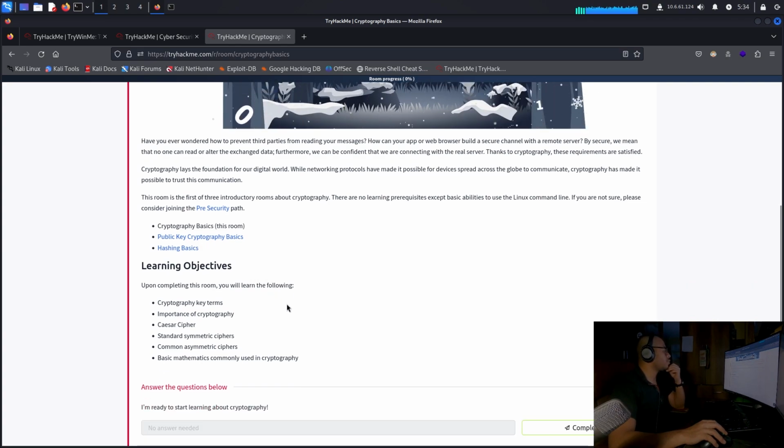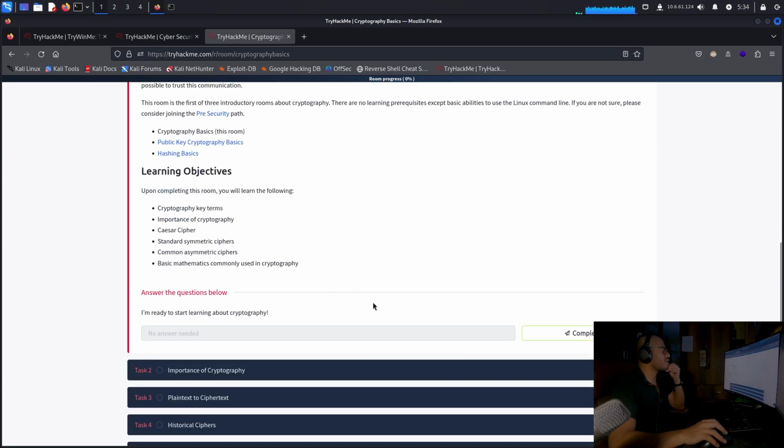Learning objectives. Upon completion of this room, you will learn the following: cryptographic key terms, importance of cryptography, Caesar cipher, standard symmetric ciphers, common asymmetric ciphers, and basic mathematics commonly used in cryptography.